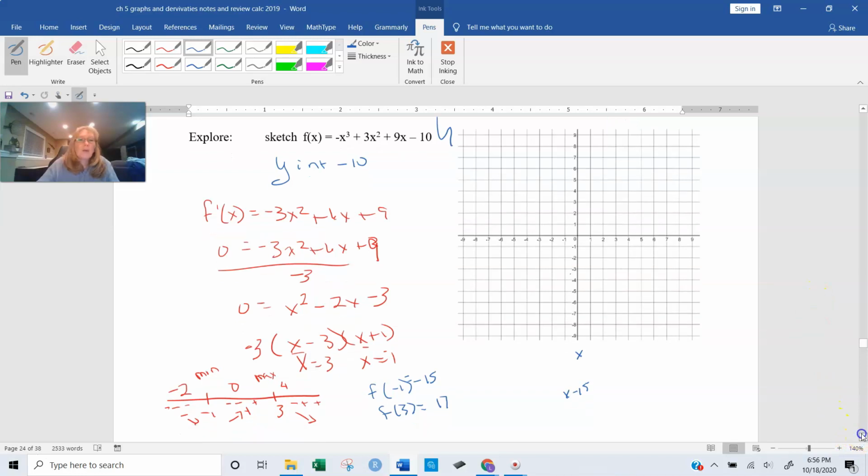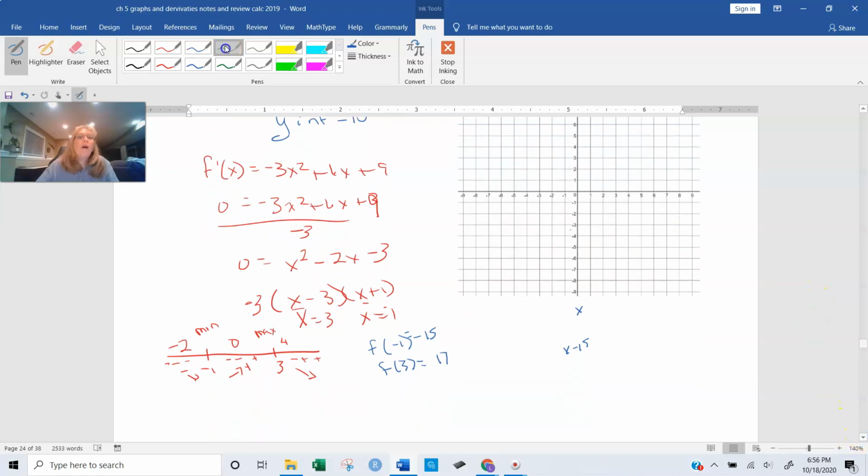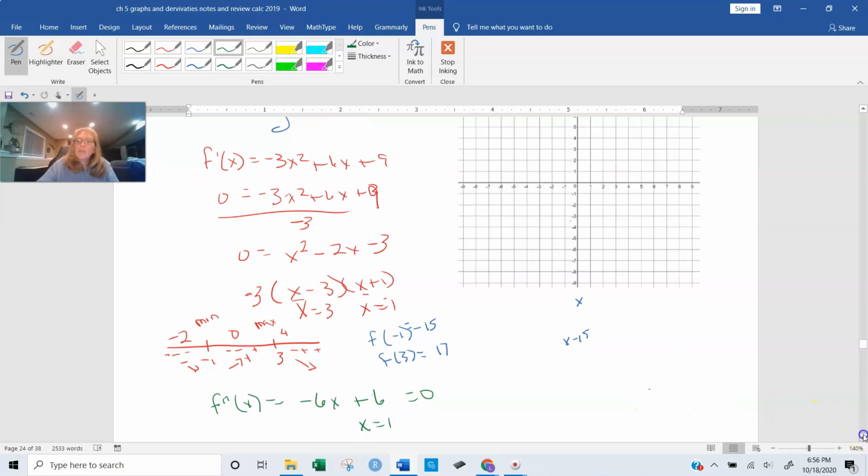Now let's go down and do our double derivative so we can find our point of inflection. So f double prime of x is going to be equal to -6x plus 6. Set that equal to 0. So x is going to equal 1. All right, so this is my point of inflection.